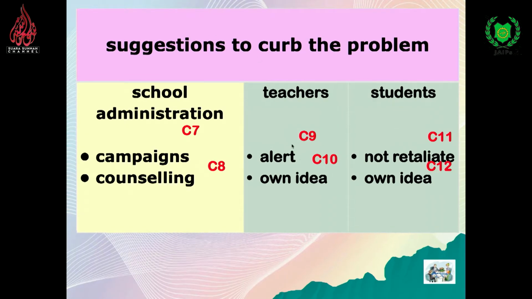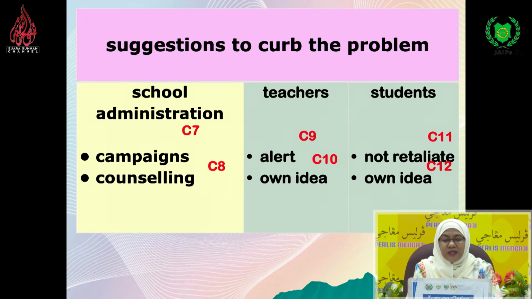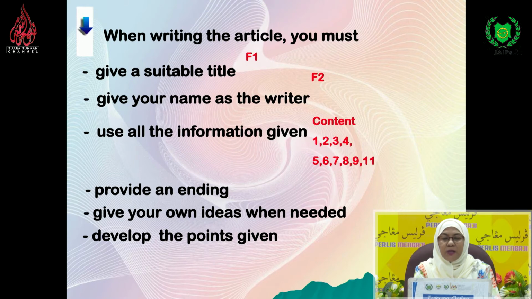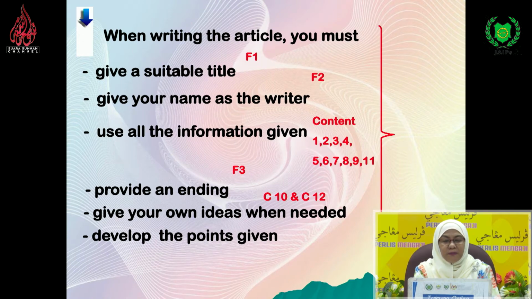The question on own idea is very good because here it is a chance for you to give your own ideas instead of just following what is in the question. Now, this is the third part of the question paper. This is the format. So, when writing the article, you must give a suitable title. That is F1 title. Give your name as the writer, F2. Use all the information given, that is the content points. And then provide an ending, F3. Give your own ideas, so that is point C10 and C12. And you have to develop the points given.